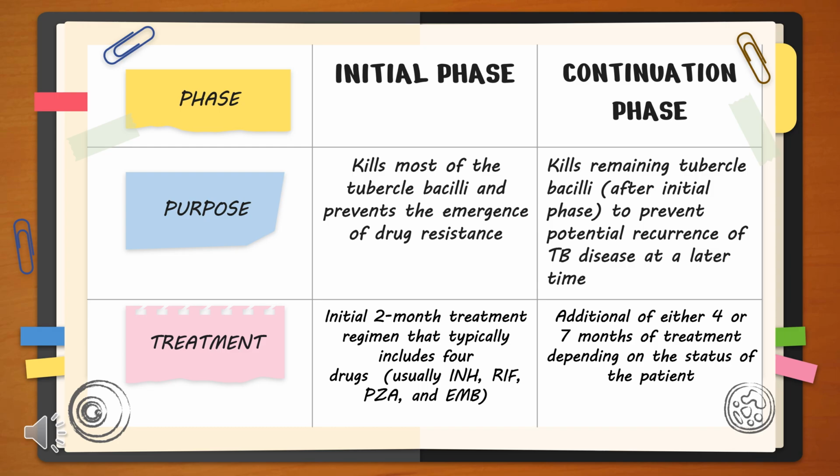drug resistance. This phase determines the ultimate outcome of the treatment regimen, and it usually involves a 4-drug treatment course of isoniazid, rifampicin, ethambutol, and pyrazinamide for over 2 months. The continuation phase takes either 4 or 7 months depending on the status of the patient, and its purpose is to kill the remaining tubercle bacilli that may have survived the initial phase. Overall, the treatment duration and completion are dependent on the drugs used, drug susceptibility test results of the isolate, and the patient's response to therapy.